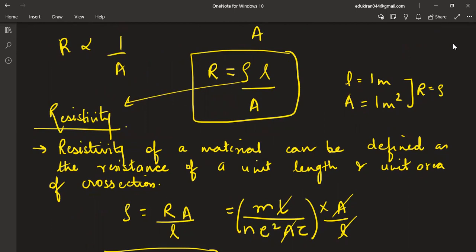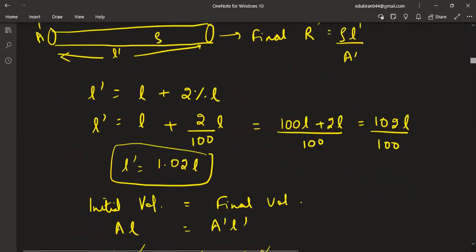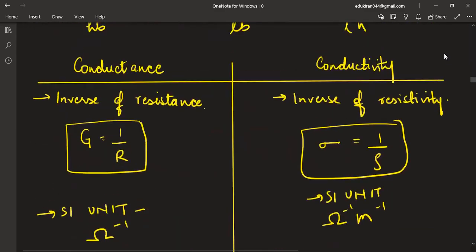So rho is resistivity. Resistivity is what? It can be defined as the resistance of a unit length and unit area of cross section. So resistivity doesn't depend upon length and area. Same formula, but without L and A. Then you have a few quantities which you have to remember: conductance, conductivity, mobility, and all.